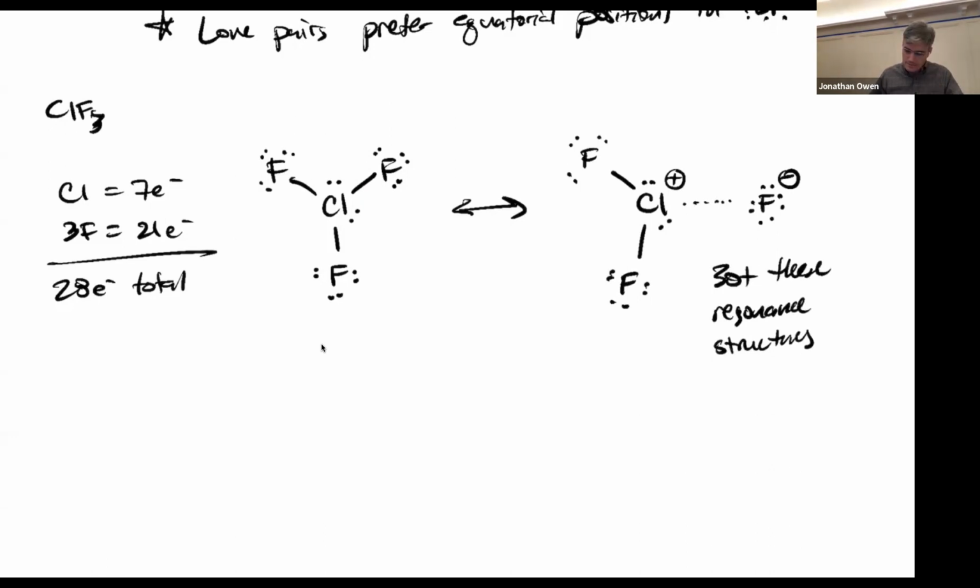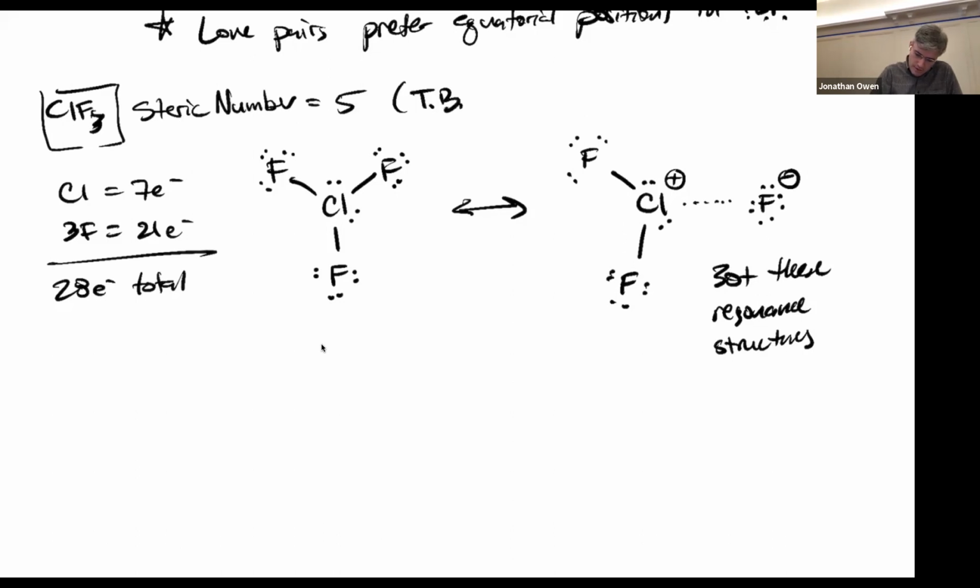Okay, now, what's the steric number here? Anybody? Steric number equals 5. We've got 2 electron pairs and 3 bonds. Okay, so 5 things you've got to pack around. And again, this is a trigonal bipyramid.